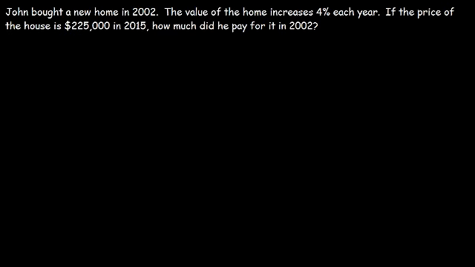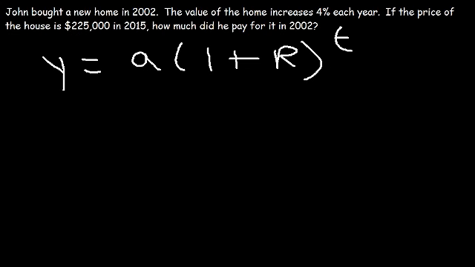John bought a new home in 2002. The value of the home increases 4% each year. If the price of the house is $225,000 in 2015, how much did he pay for it in 2002? So is this an exponential growth or decay problem? Since the value of the home is increasing every year, it's an exponential growth problem. So therefore, the formula that we need is going to be 1 plus r instead of 1 minus r.